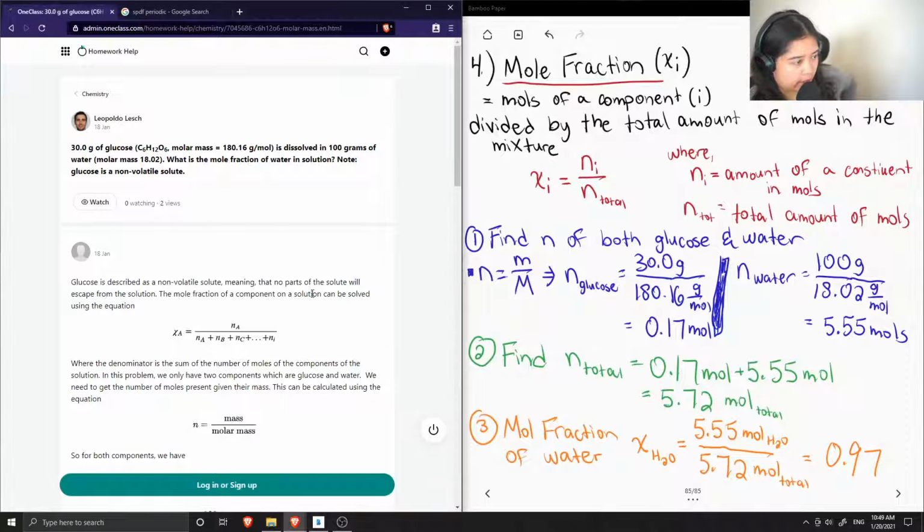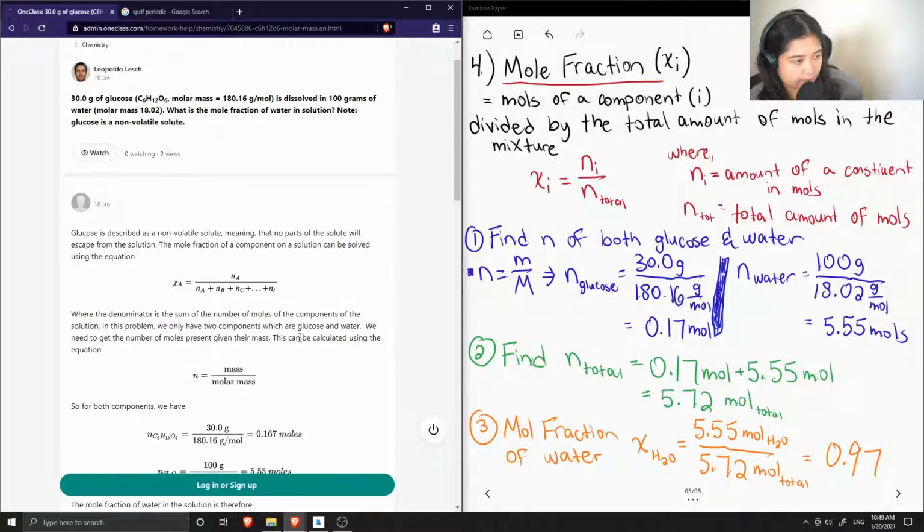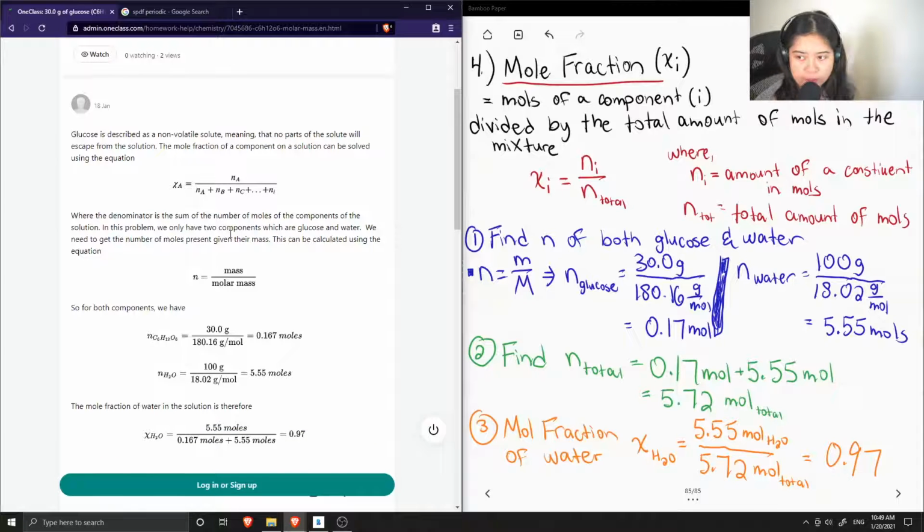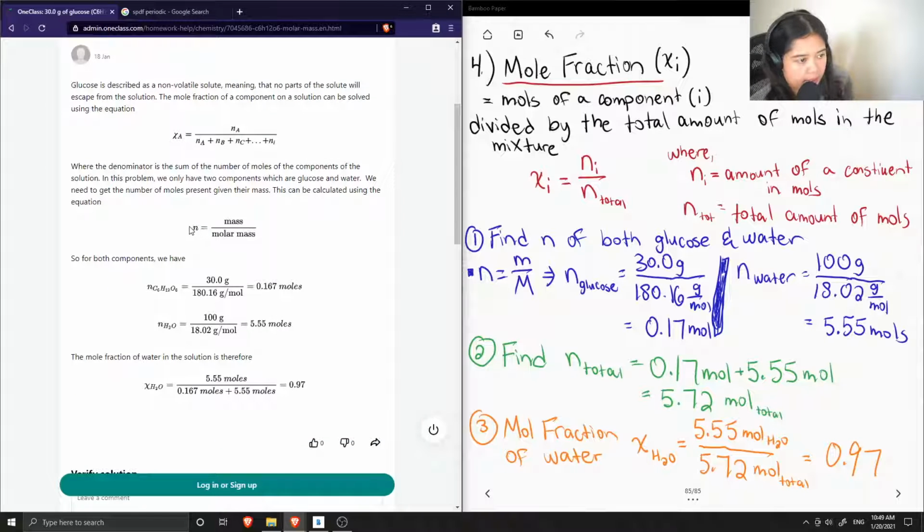And the junior tutor said that glucose is described as a non-volatile solute, meaning that no parts of the solute will escape from the solution. The mole fraction of a component in a solution can be solved using the equation. Okay, so they showed how the denominator is the sum of the number of moles of the components of the solution. And in this problem, we only have two components, which are glucose and water. We need to get the number of moles present given their mass. This can be calculated using the equation.